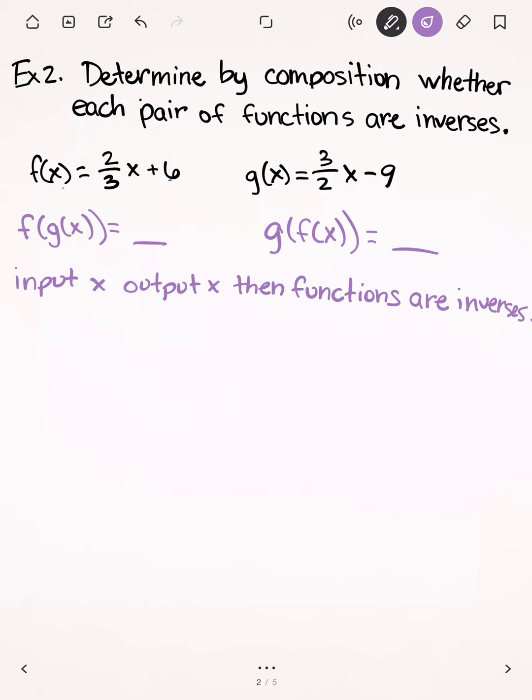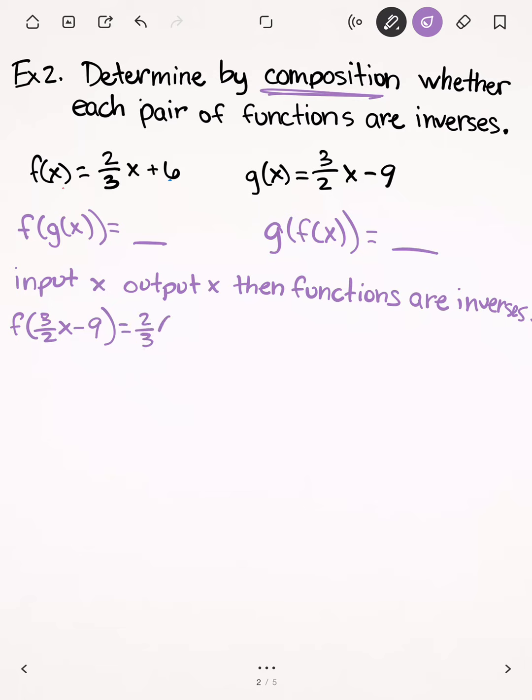This only works for compositions, so that's what I'm talking about. So that's why I just didn't say it. So again, it only works for compositions. So f of g of x equals 3/2 x minus 9. Okay, so I'm going to plug that in.